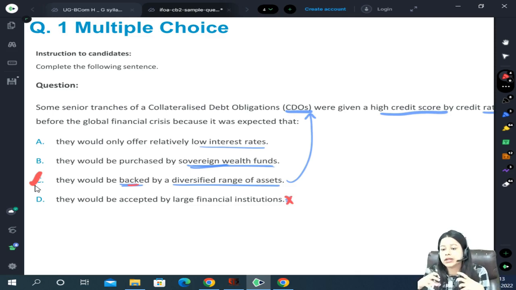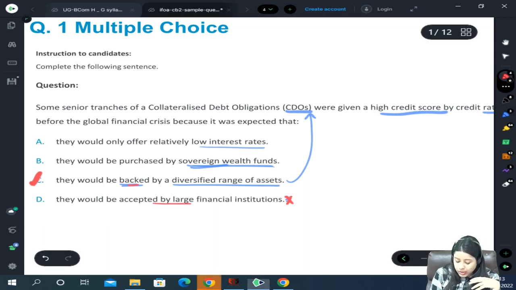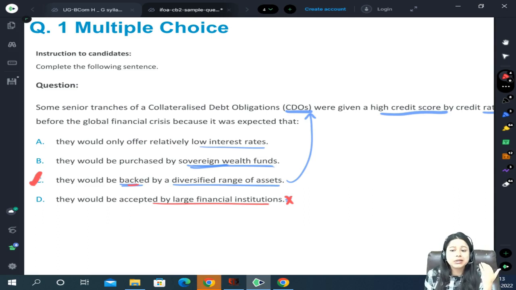Now how to answer MCQ questions? Generally use the elimination approach. When you are not sure about the question, you can straight away apply elimination. If it is accepted by a financial institution, that does not necessarily mean that it will give you a high credit score. Financial institutions can invest in something which is not very highly rated.